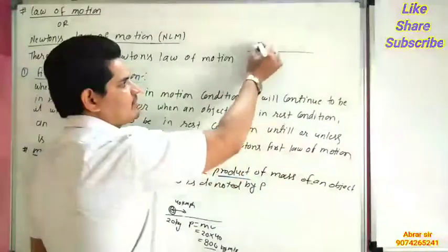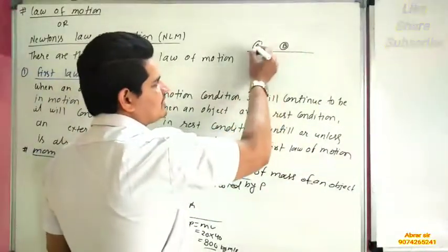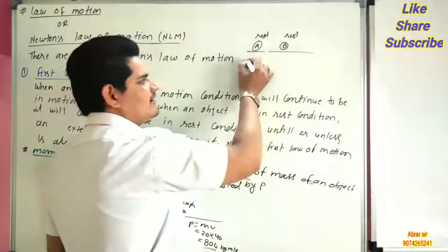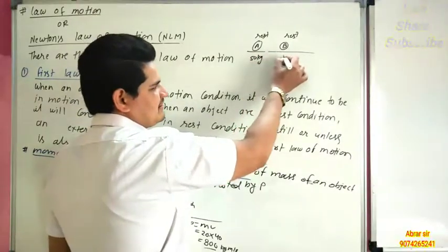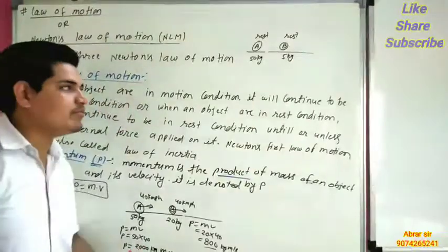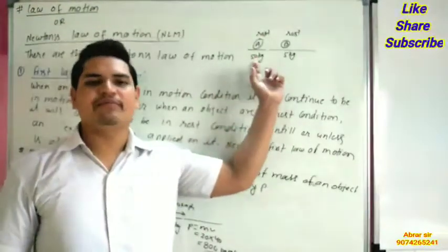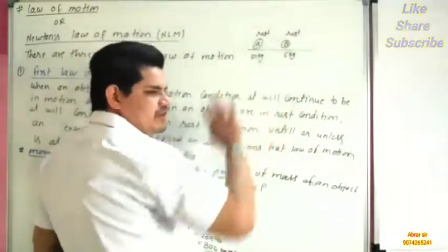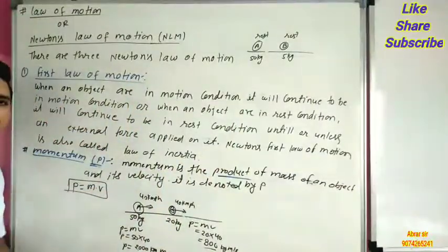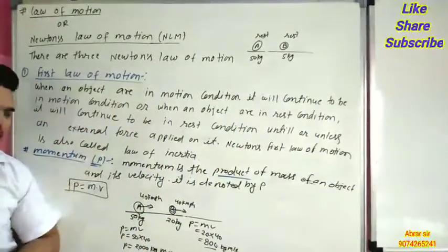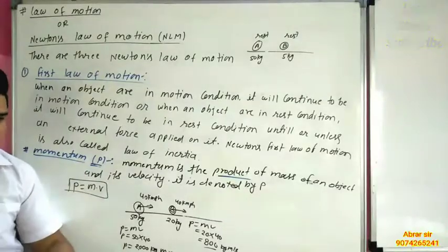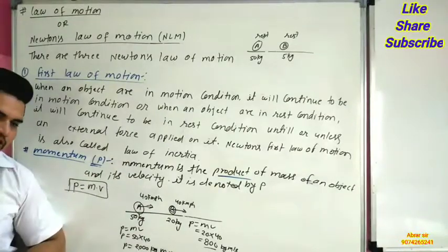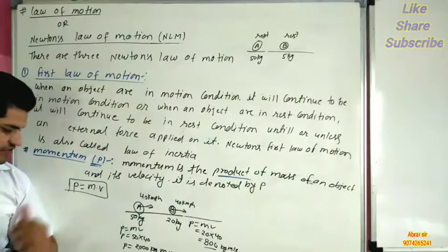For example, there are two objects, object A and object B. Both are at rest. A's mass is 50 kg and B's mass is 5 kg. So we require more force to move object A, whereas we require less force to move object B. So momentum shows how much force is required to stop an object or to move an object. So momentum is the product of mass and its velocity. It is denoted by P.